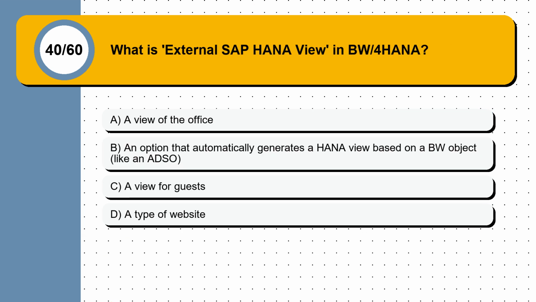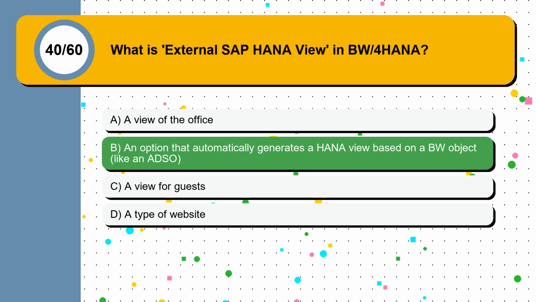Question 40. What is external SAP HANA view in BW/4HANA? Option A, a view of the office. Option B, an option that automatically generates a HANA view based on a BW object, like an ADSO. Option C, a view for guests. Option D, a type of website.